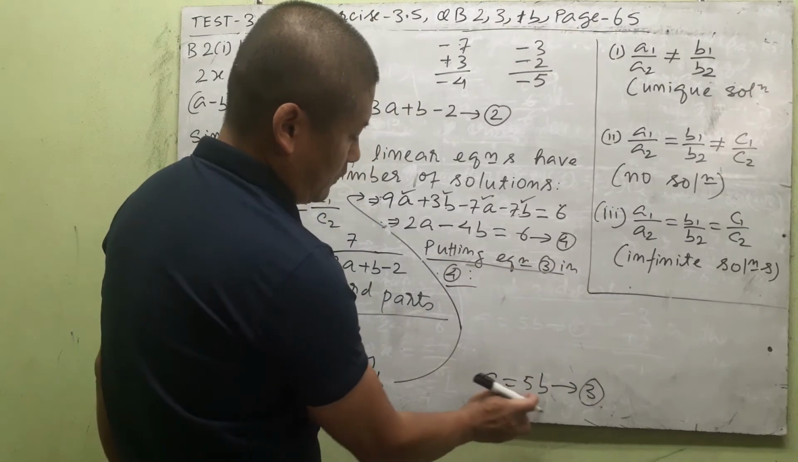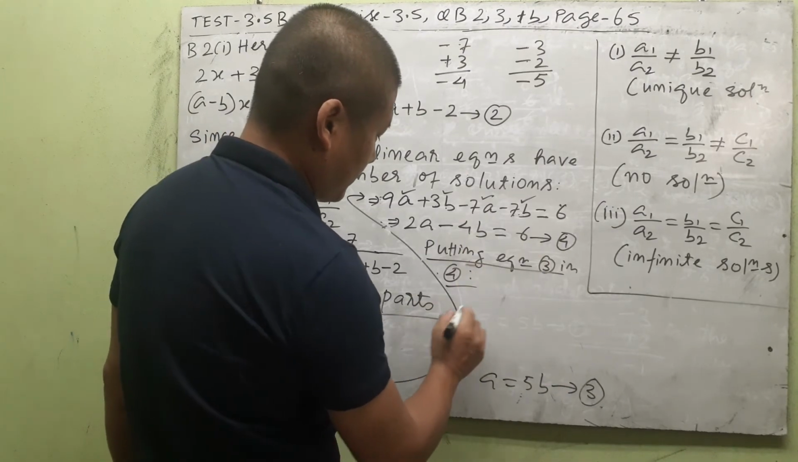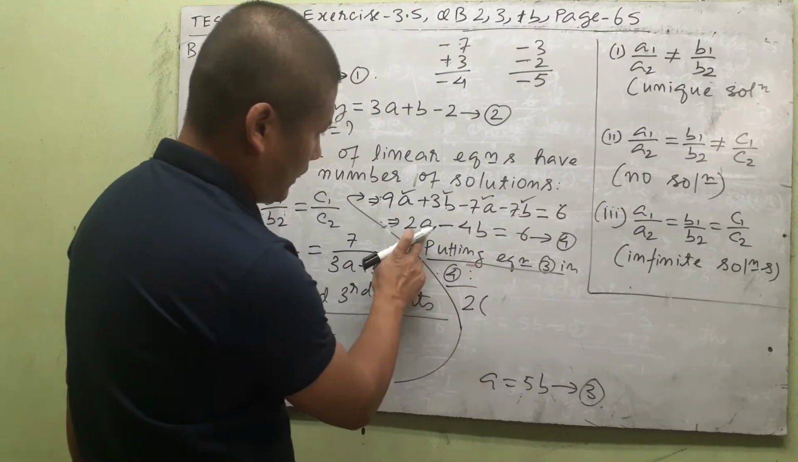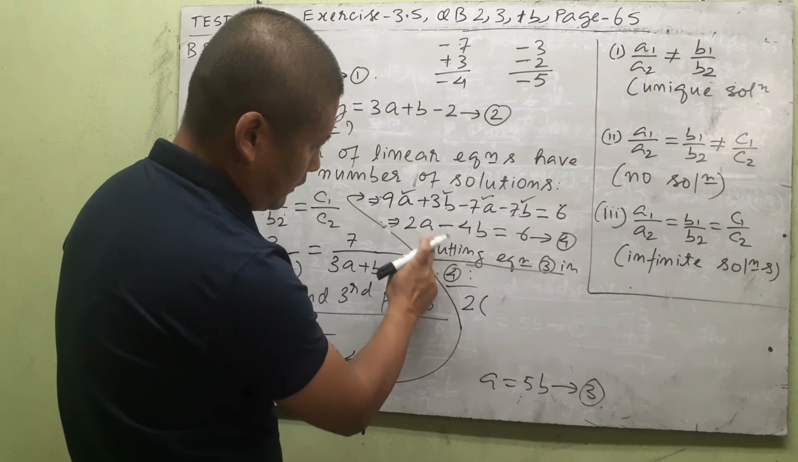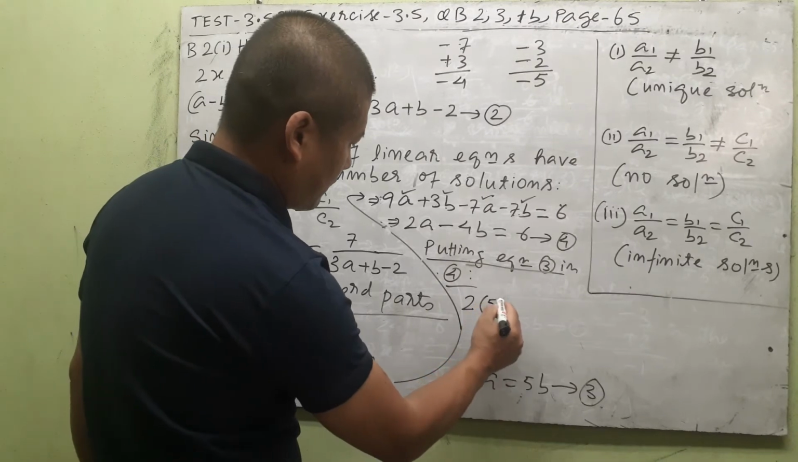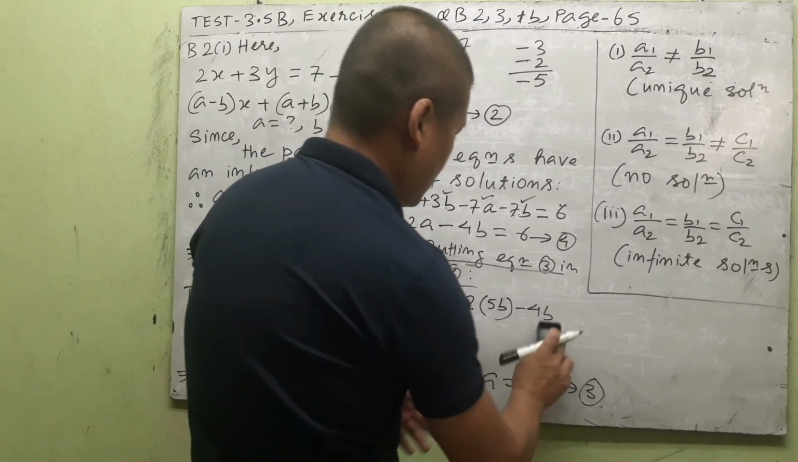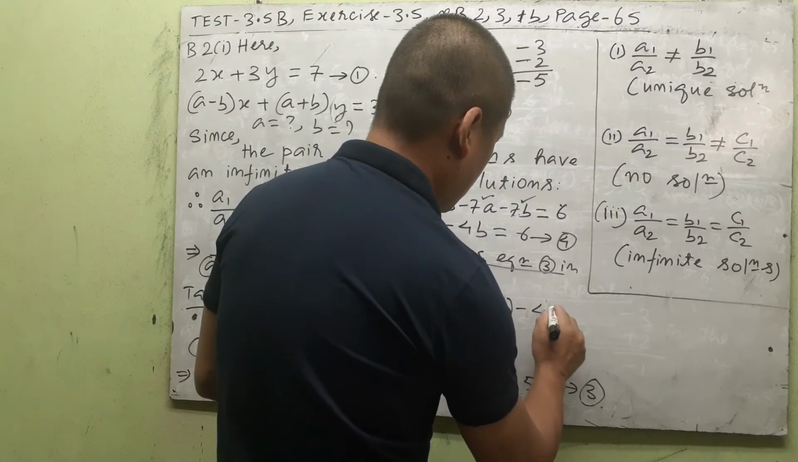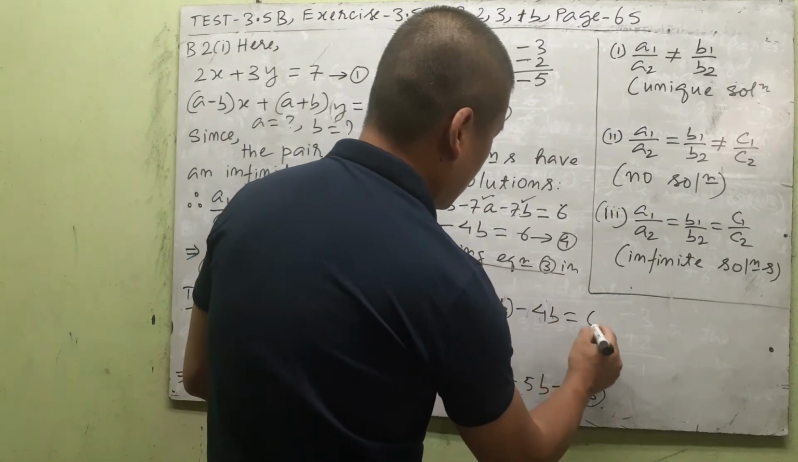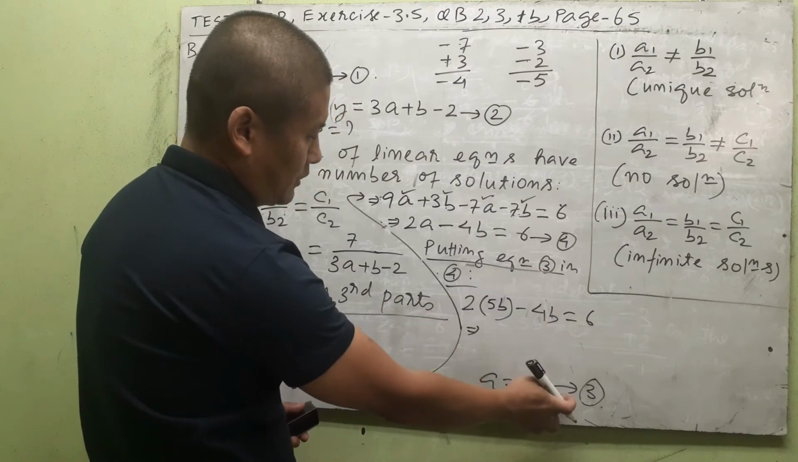Equation 3 is a equal to 5b. Put that in equation 4. So 2 into a, and a in equation 3 is 5b, so I'll replace the a by 5b. Then minus 4b, same thing, equation 4, equal to 6. That is the meaning of putting equation 3 inside 4.